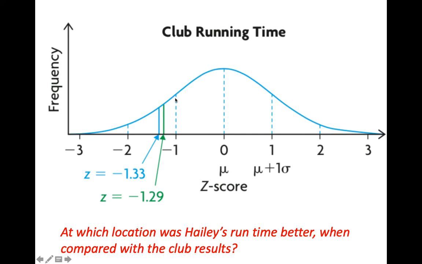If we were to put that on a normal distribution graph, we would see that in Vancouver she was at negative 1.29, and in Lake Louise, negative 1.33. What that's telling us is that in Lake Louise, she was further away from the club average. In other words, she was faster than she was in Vancouver. So we can see very clearly, because the z-scores give us a standardized measurement to use, that she ran a better time in Lake Louise.